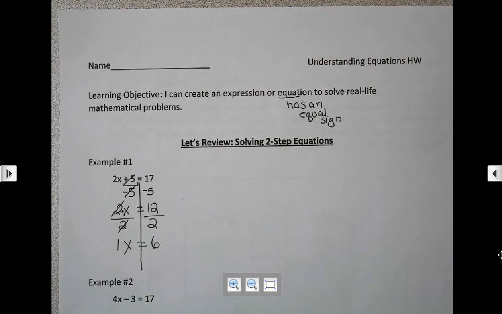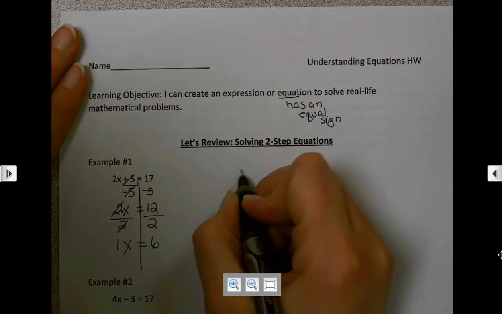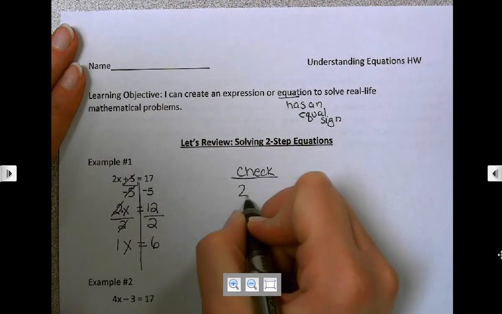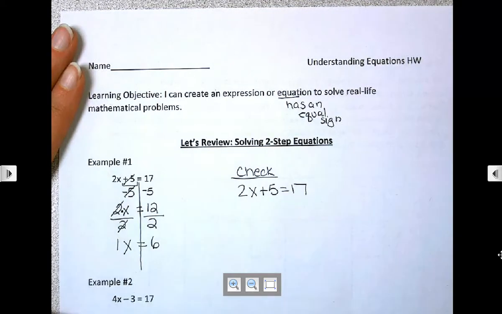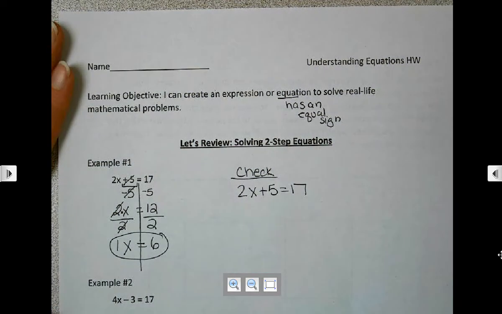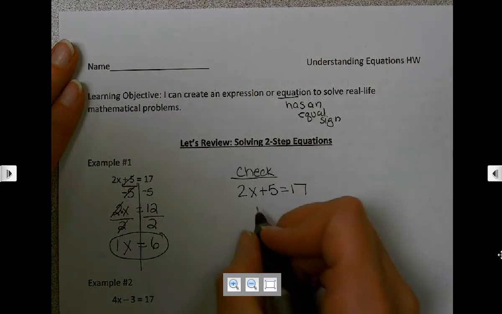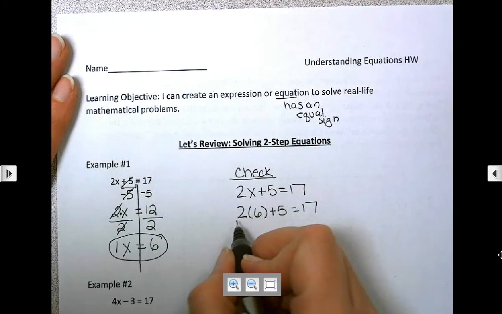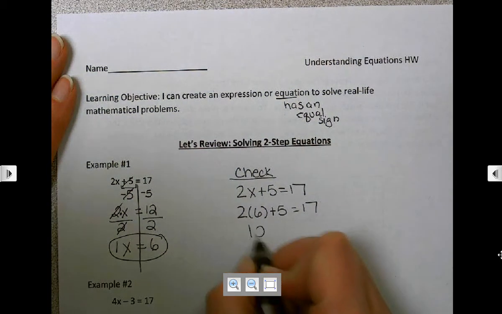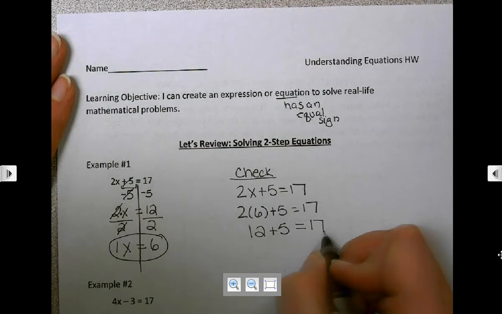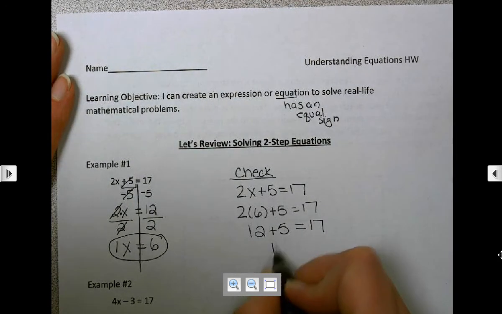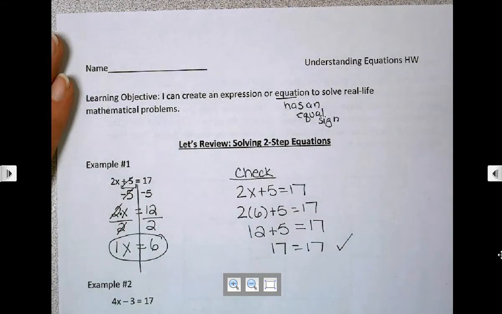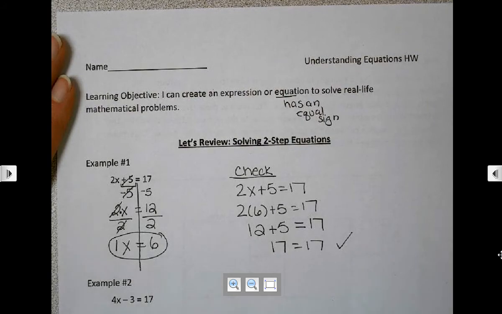Now, it's important that when we solve a problem, we have to check. We have to check to make sure that we did not make any mistakes. And the way that we check that is off to the side, we're going to rewrite the original problem. And wherever we see the x, we are going to substitute in the value of 6. And when we solve this, both sides of the equation should be the same value. So we have 2 times 6 plus 5 equals 17. Order of operations suggests that we do 2 times 6, which is 12. Bring down the plus 5 equals 17. And 12 plus 5 is 17. 17 equals 17. And therefore, the problem checked, our answer is correct.